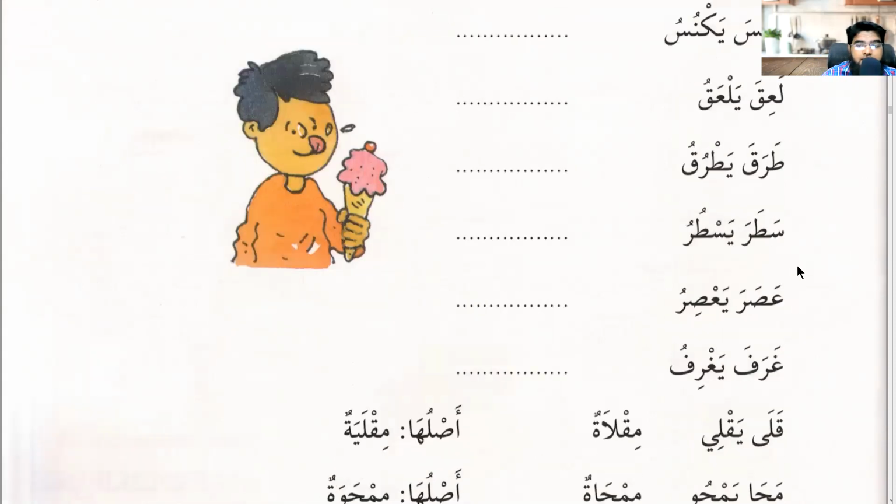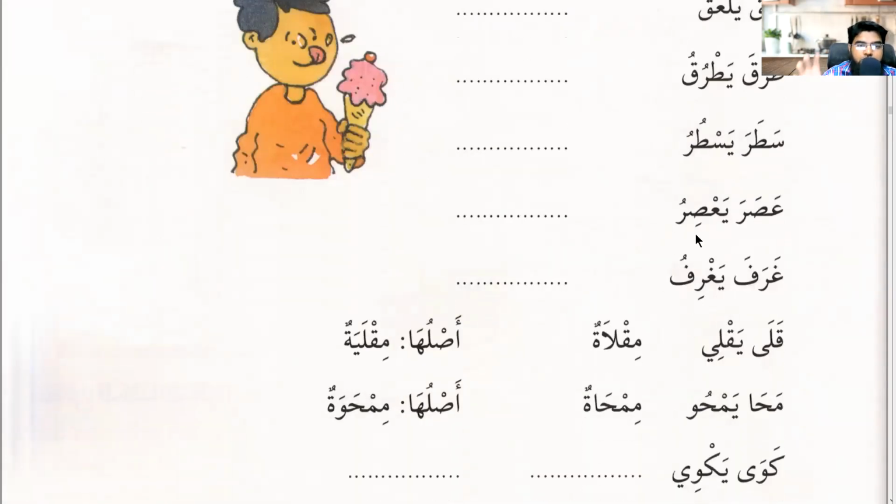Mitraqatun. Satara yasturu. This also we've been learning since book one. A scale. Mistaratun. Scale. Asara yasiru is to juice, remove the juice of fruit or something. Asara yasiru, squeezer. Yes. Mi'asaratun, a press, right? A press for extracting oil or fruit or whatever.